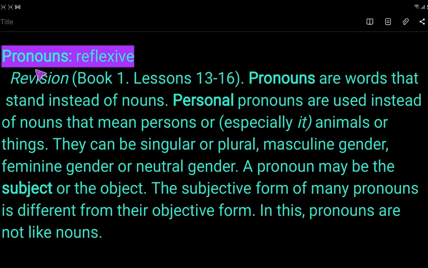Hello, today I am going to discuss reflexive pronouns. It is from Grammar-3, Lesson-1. Here it is written: revision, Book 1, Lessons 13 to 16.